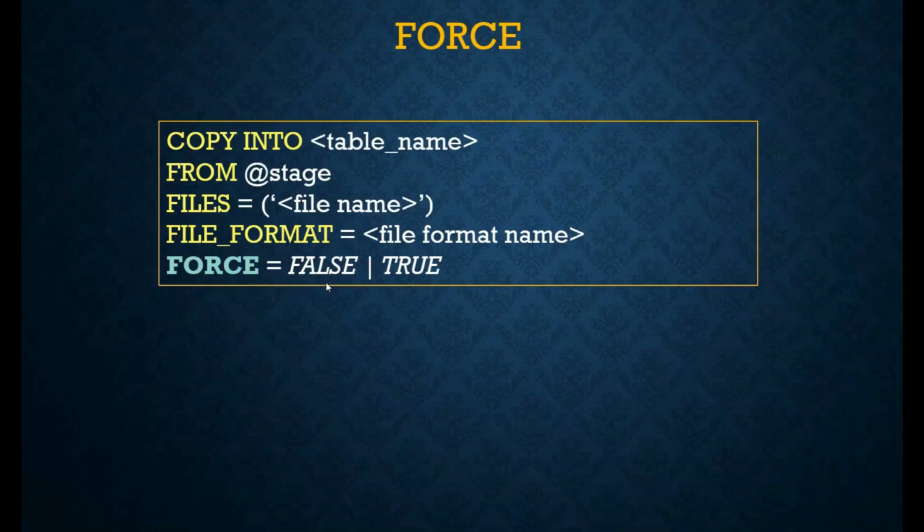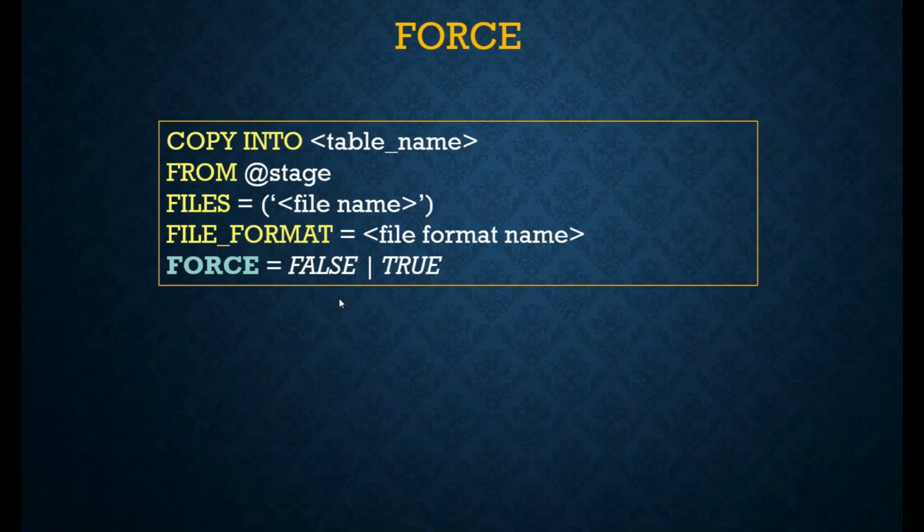This default behavior is controlled by the force parameter, which is set to false by default. So, what happens in the default case? If you try to run a copy command on a file that has already been loaded into a table, and if the file contents have not changed, Snowflake will skip that file. It will not be processed again. This is intentional and helps avoid inserting duplicate data into the target table.